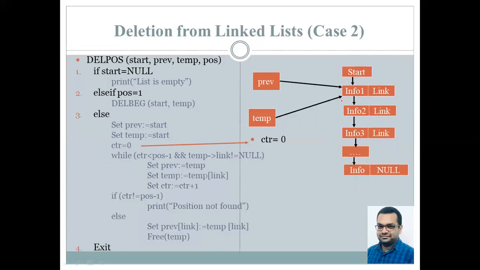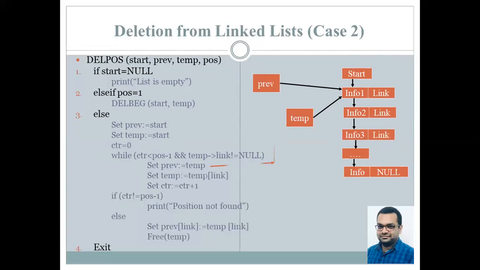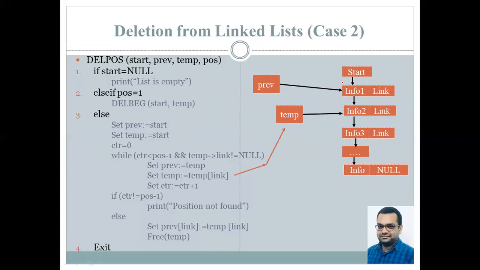The value of counter is set to 0. And now we compare the counter's value. Is it equal to 0, which is less than position - 1, that is 2 minus 1, 1? So this check is true, and also temp's link is not equal to null. Therefore previous value is set to temp, which in this case will not cause any change, obviously, in the first iteration of the loop, and then temp is incremented to point to the second node in the linked list, that is temp goes to temp link.